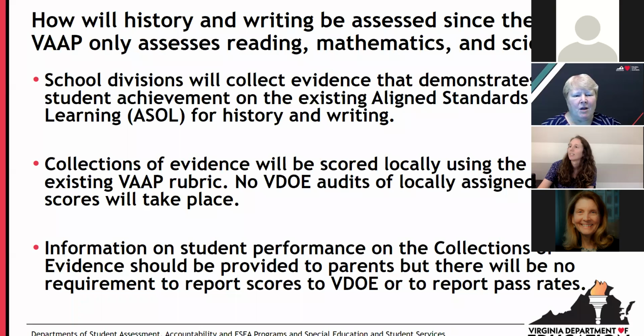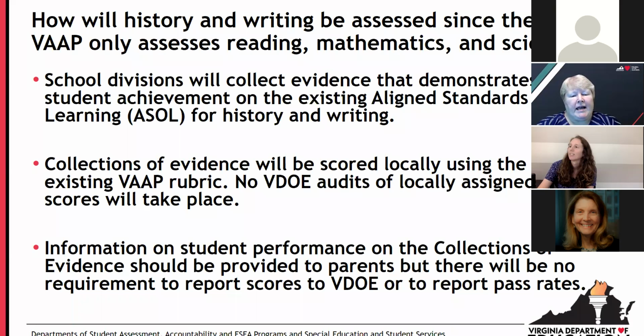Well, we know that the reading, math, and science are those content areas that are federally required, or that the U.S. Department of Education requires that we assess. So history and writing are also required, but by Virginia. So we have a little more flexibility in how we assess those two content areas.